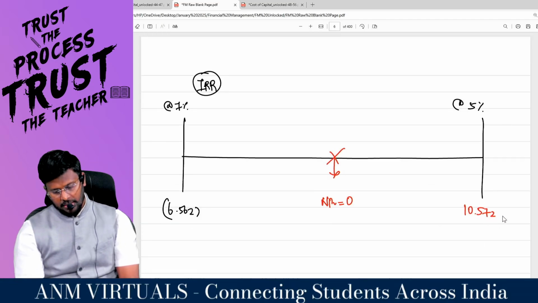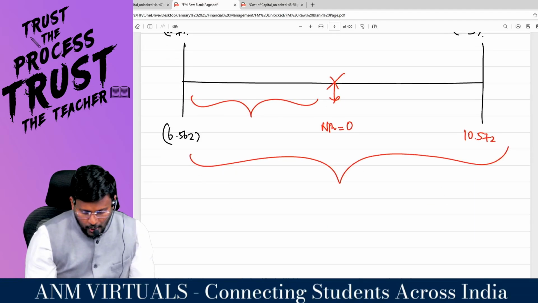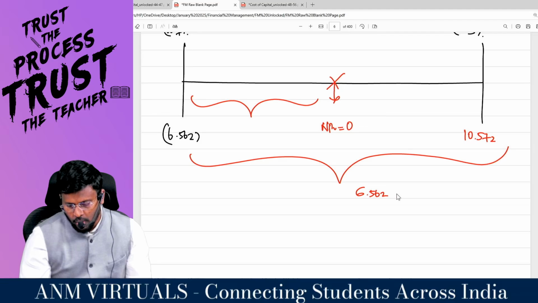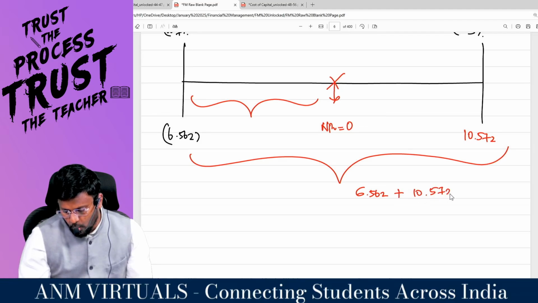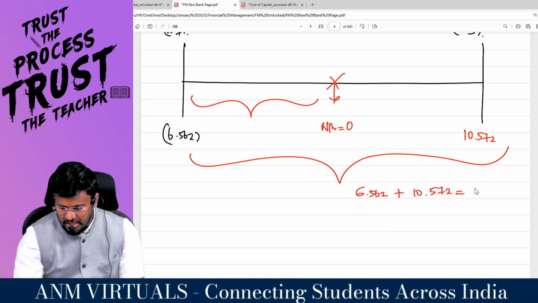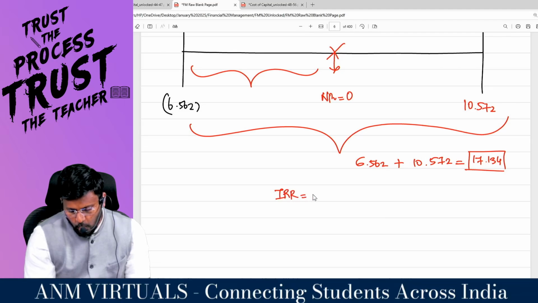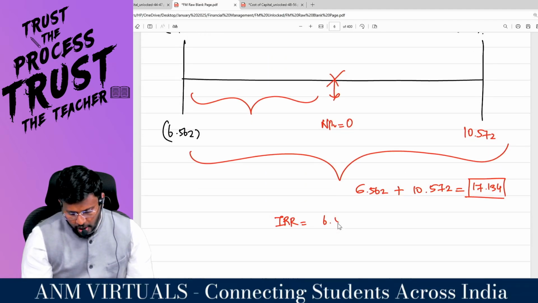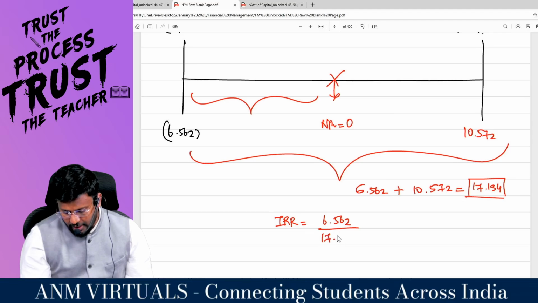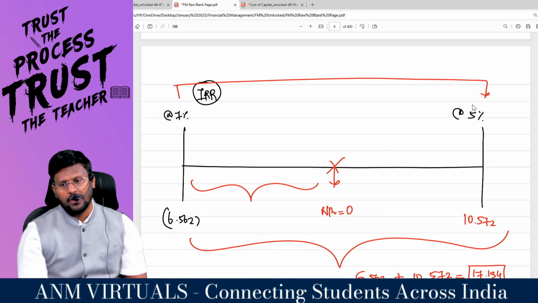10.572. Are you comfortable? Then I have to travel from this to this, but I have traveled from this to this. So I have totally traveled 6.562 plus 10.572. This is the total distance I have traveled. 6.562 plus 10.572 means 17.134 has been traveled. So my IRR will be 6.562 divided by 17.134 into 2, because from 7 to 5 percentage is the total distance.